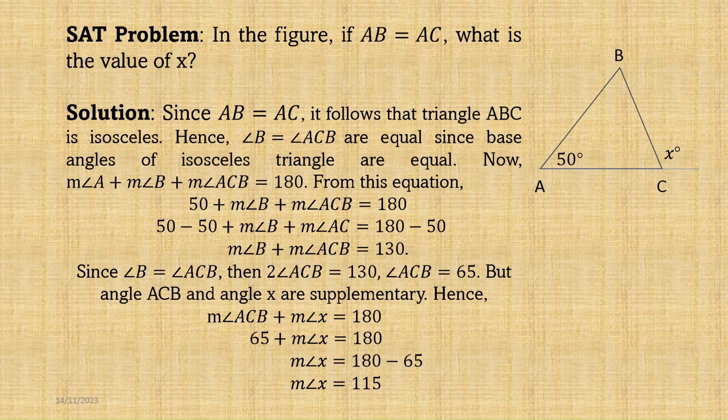But angle ACB and angle X are supplementary. Hence, the measure of angle ACB plus angle X is equal to 180. Replacing angle ACB by 65, and applying the subtraction property of equality, we get angle X is 115.